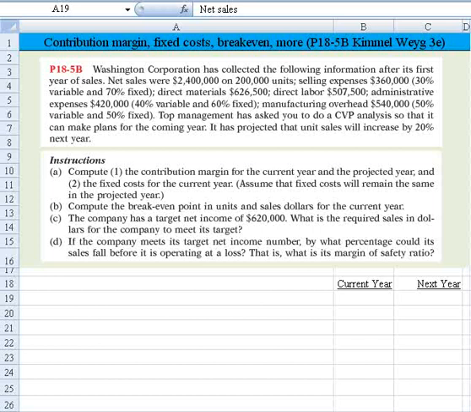Selling expense $360,000, and they tell us it was 30% variable and 70% fixed. Direct materials were $626,500. And direct labor was $507,500. Administrative expenses $420,000 and 40% were variable, 60% fixed. Manufacturing overhead $540,000, 50% variable and 50% fixed.